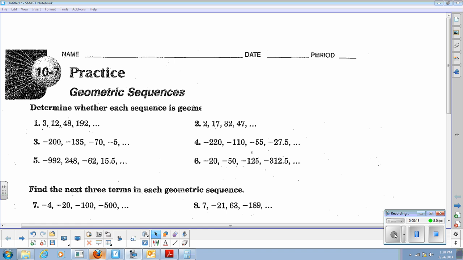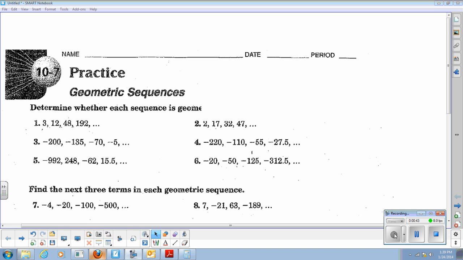So make sure that you do have this 10-7 practice geometric sequence sheet in front of you. As we go through the video, pause anytime you need to. But I do want you to work with me on this side of the worksheet. The back side of the worksheet, the 10-7 skills practice, you will do that on your own. But I will be doing some problems with you from the front side of this sheet on geometric sequences.